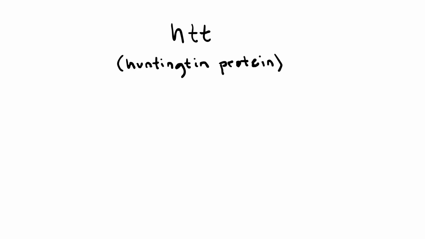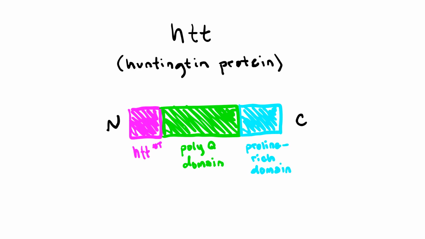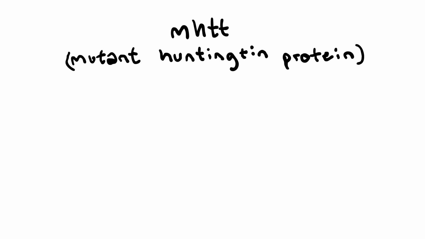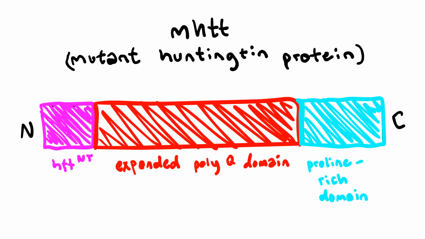This becomes troublesome because a typical Huntington protein present in everyone's brains looks like this. It has a polyQ, or multiple glutamine, domain here. However, a mutant Huntington protein present in Huntington's disease patients looks like this. Notice the expanded polyQ domain.